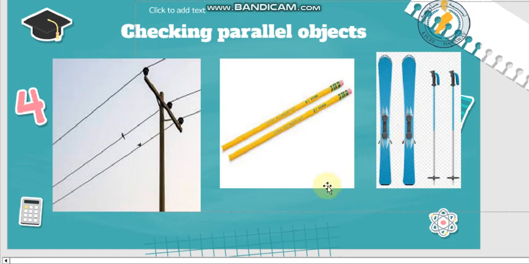So let's summarize what we said today. We said that we have three kinds of lines. We have the intersecting lines, we have the perpendicular lines, which is the main title of our new lesson that we will take later, and we have the parallel lines.